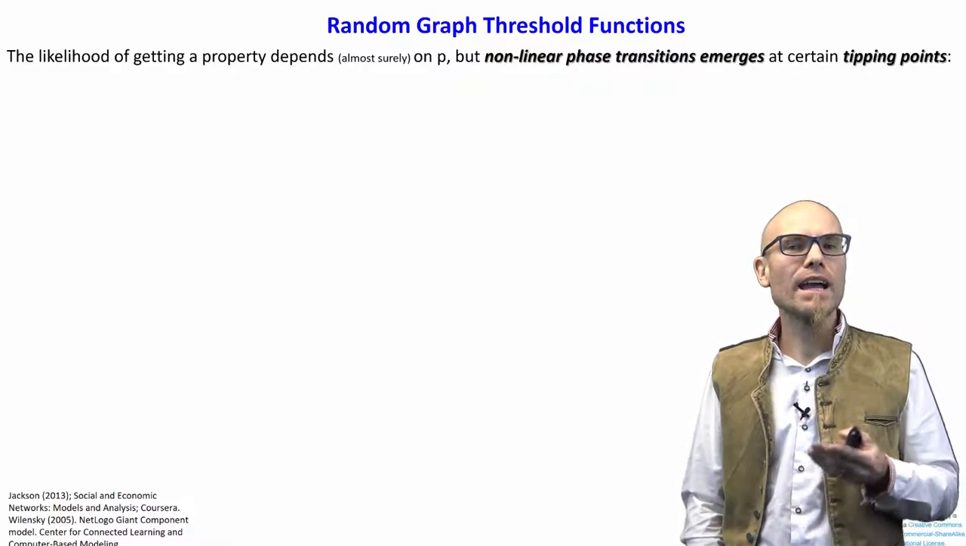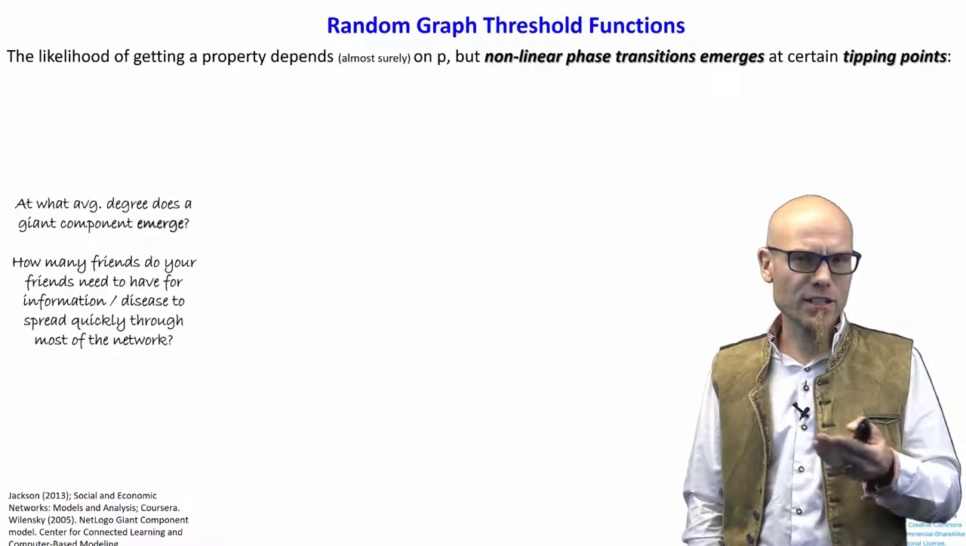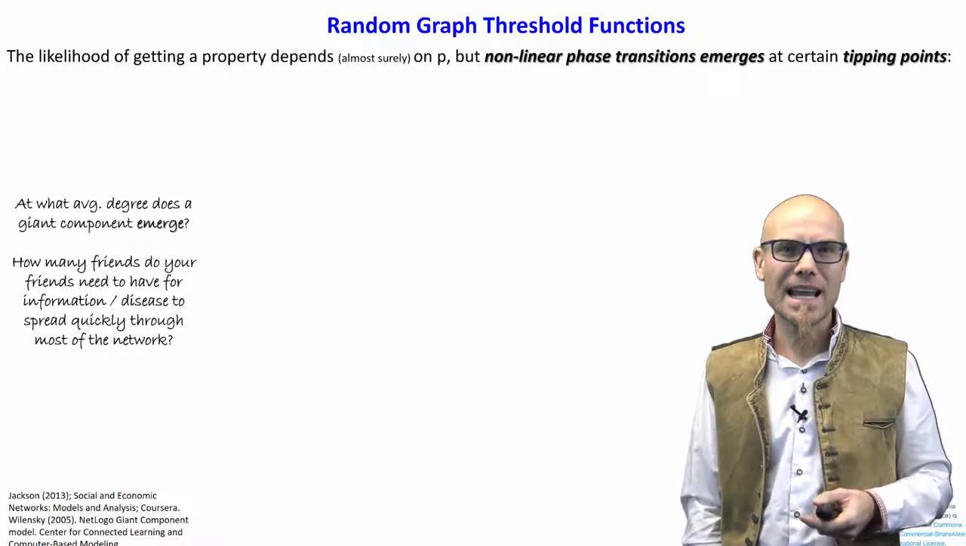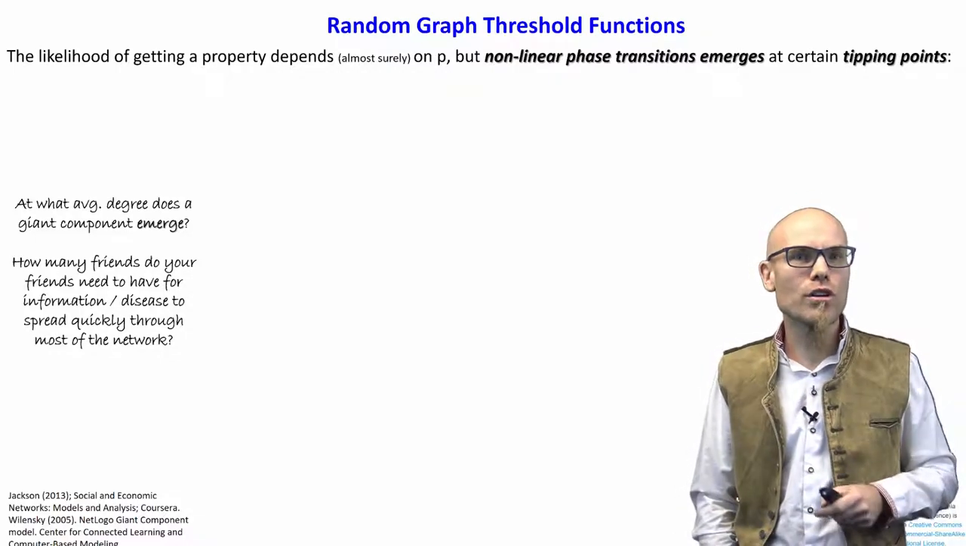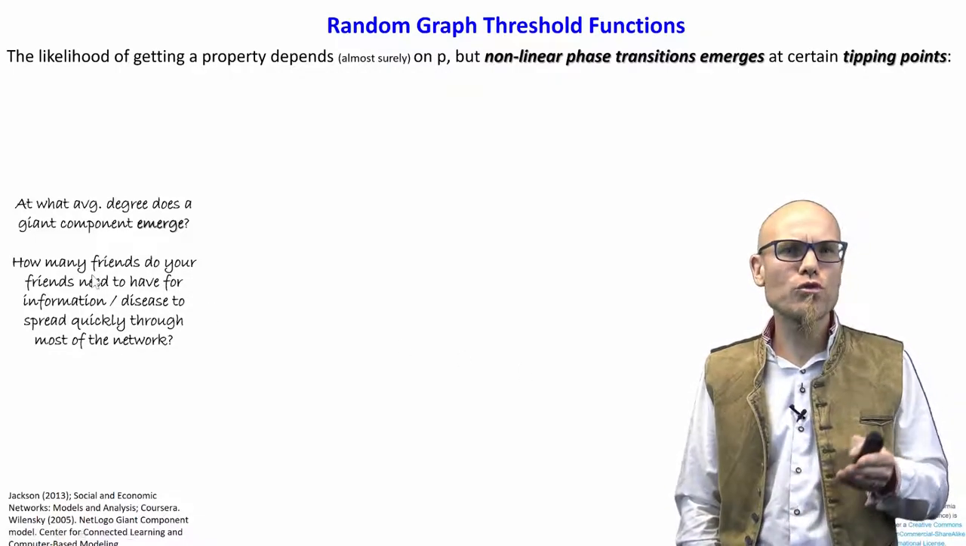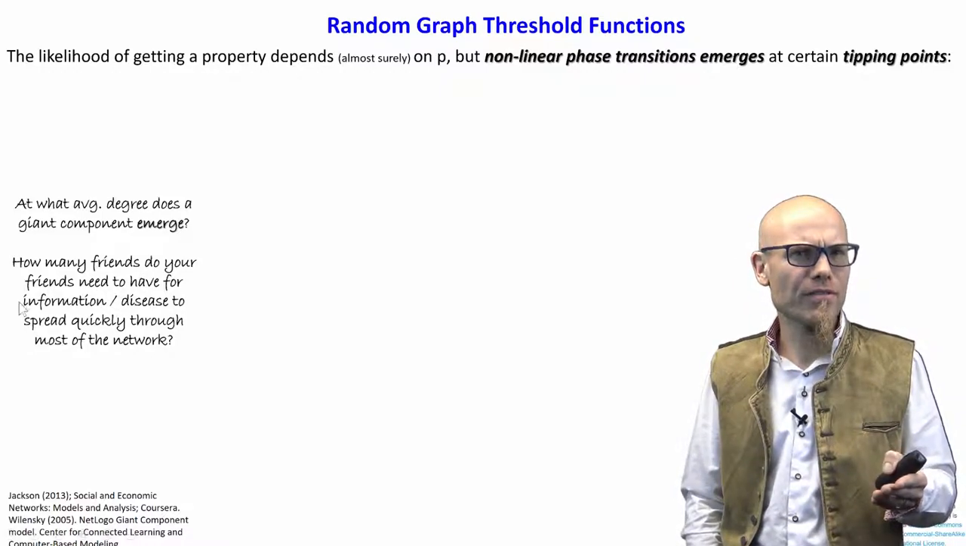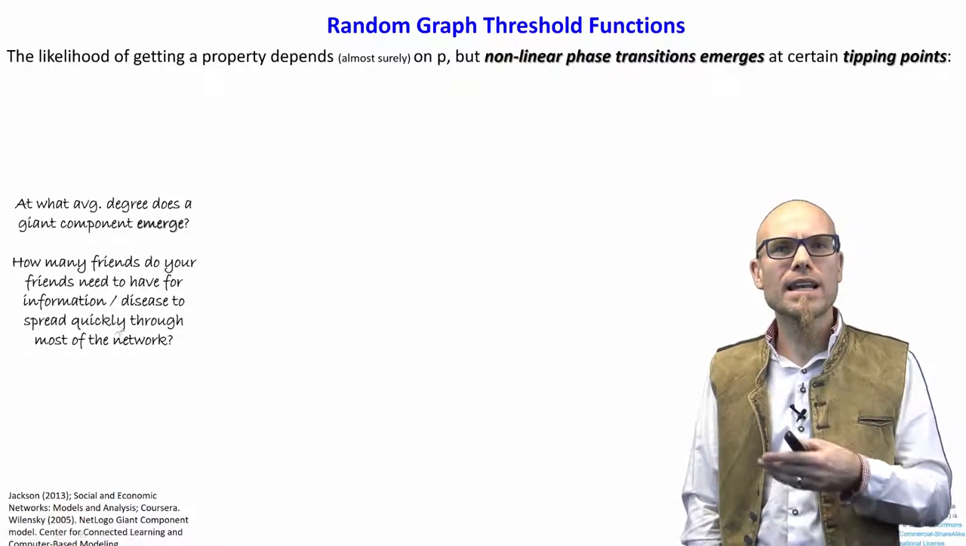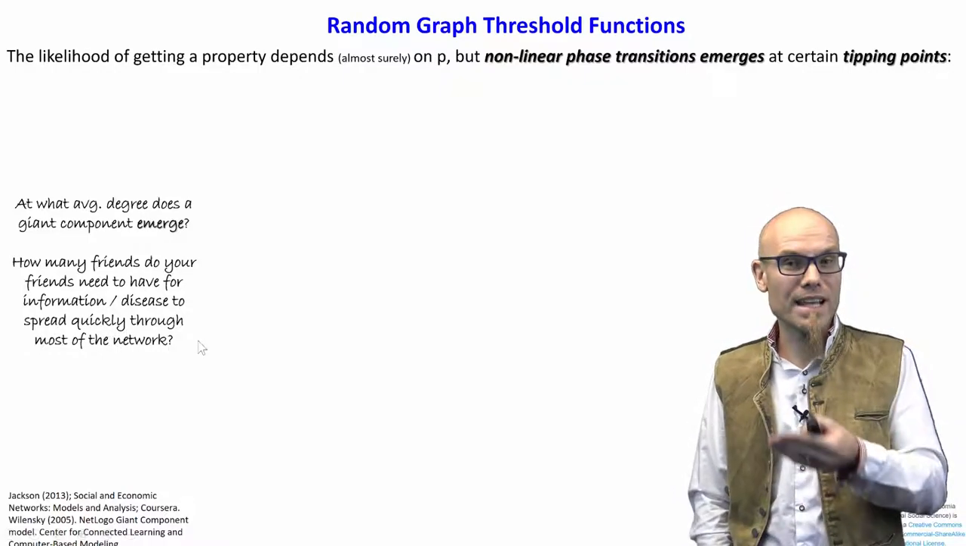So we can ask, at what average degree does a giant component emerge? That's an emergent phenomenon. To make it more concrete, how many friends do your friends need to have for information or a disease to spread quickly throughout most of the network? That's actually what I'm asking.